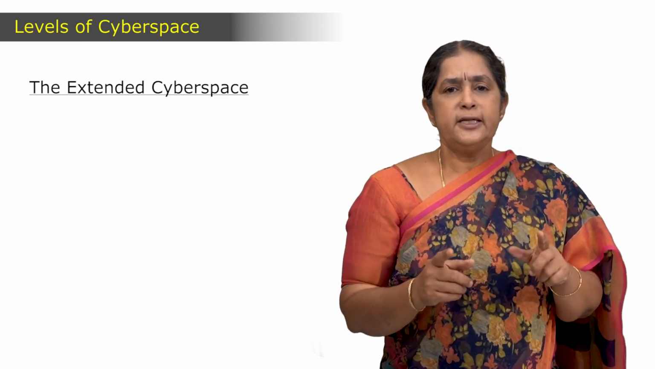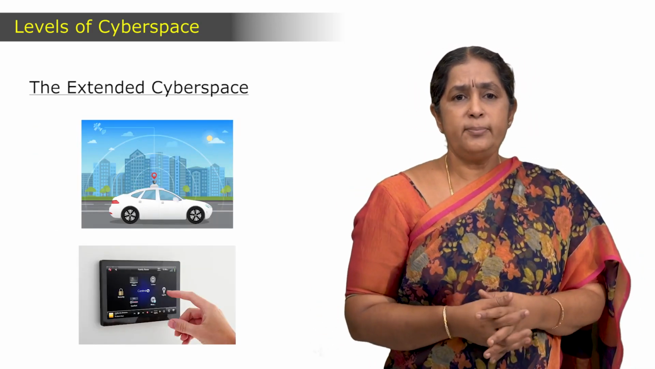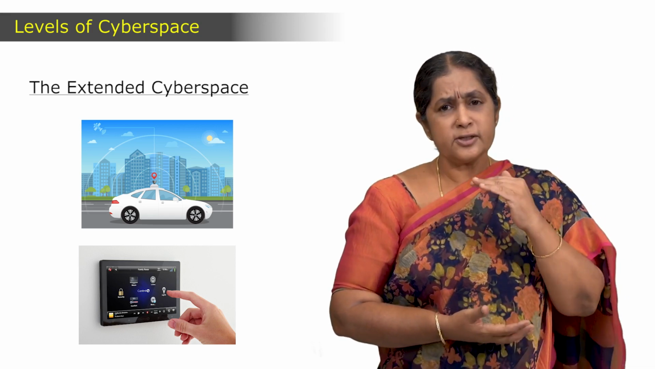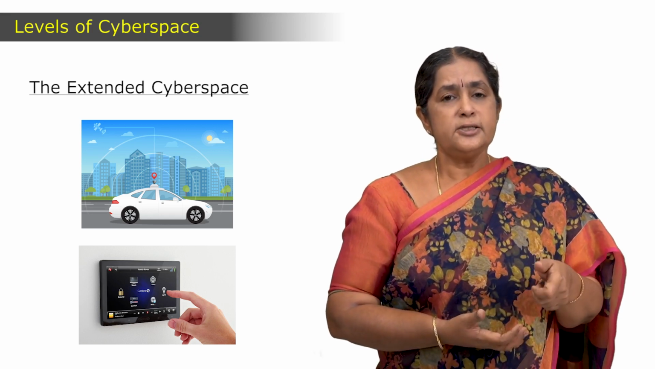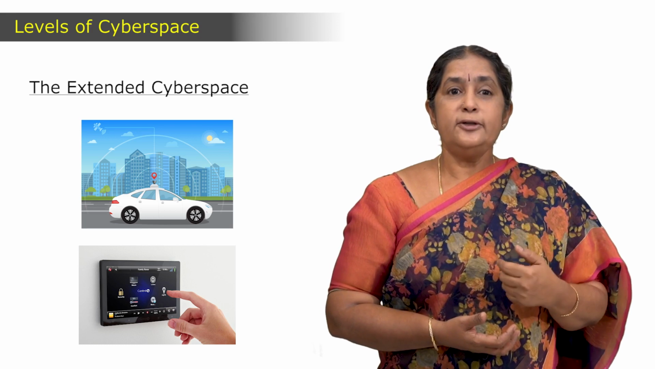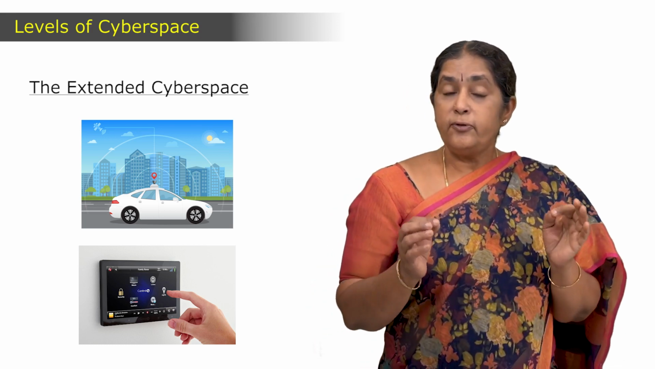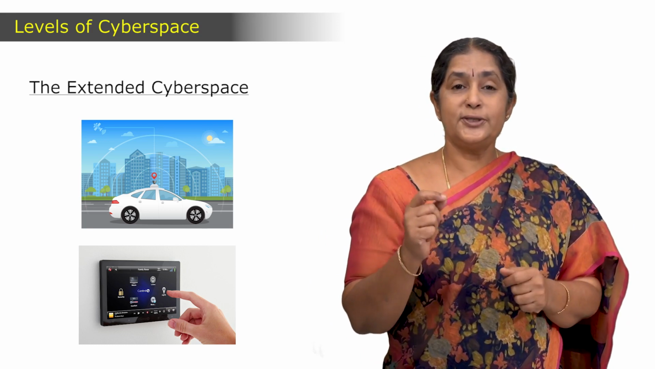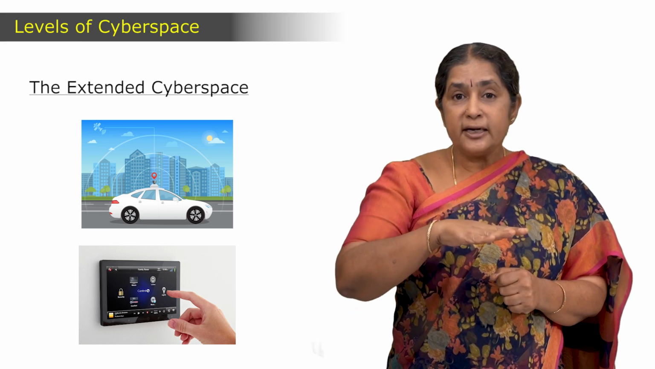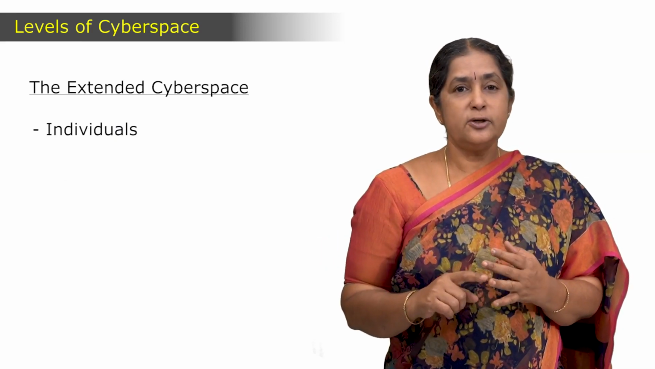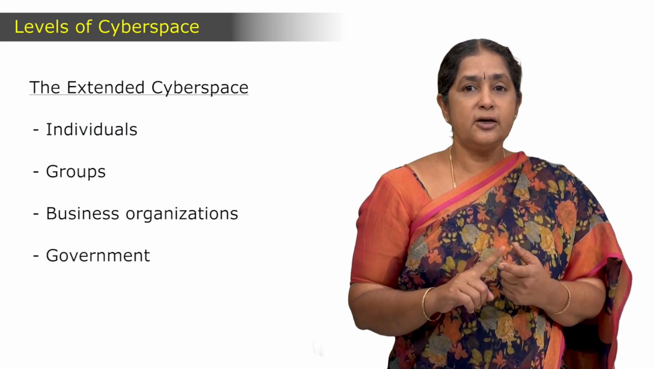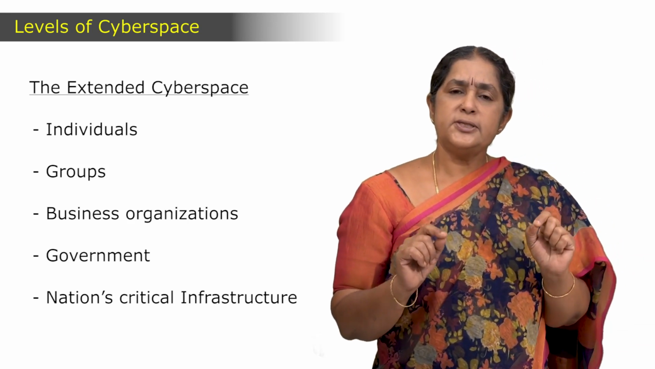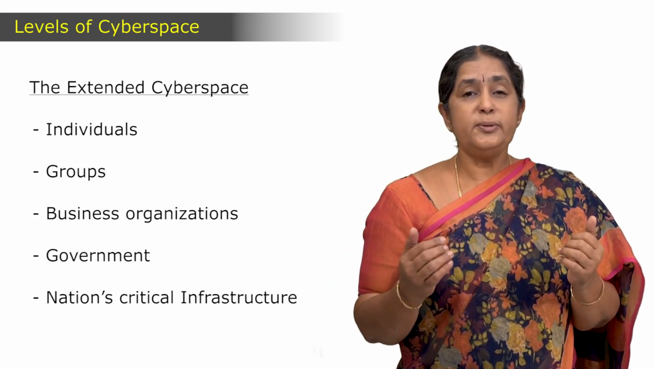For example, when there is an automated car or a smart home appliance which is operated through a remote control mechanism, it has to be done only through cyberspace. That is, one gets the control of the core only through the extended cyberspace. Therefore, extended cyberspace is very, very attractive to the new generation of intruders. Cyberspace provides a battle space to target individuals, groups, business organizations, government, and nations' critical infrastructure. Whether cyberspace is attractive or not, it is all about how people choose to use it.